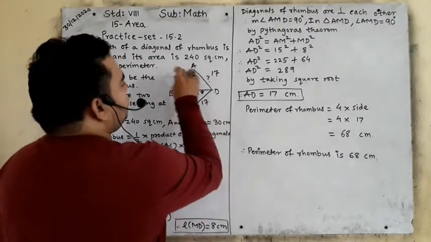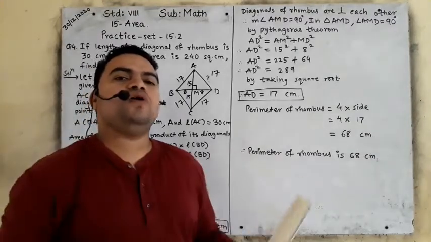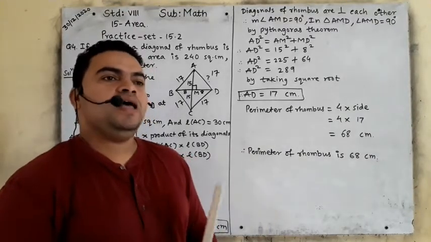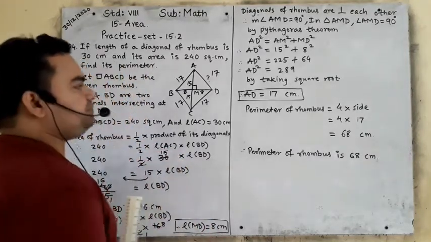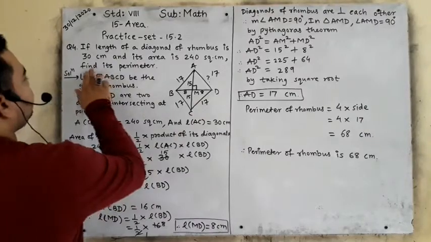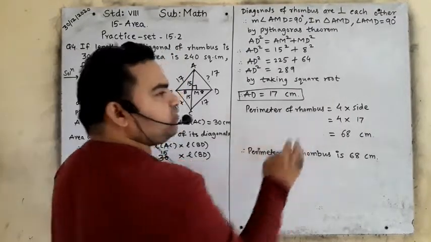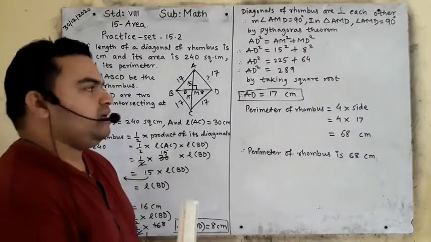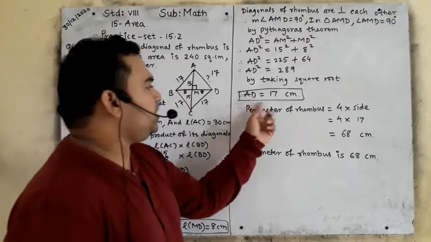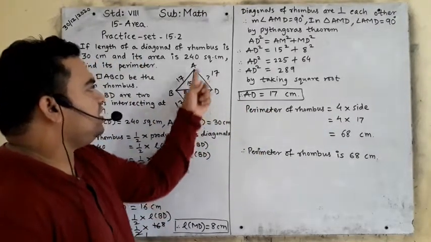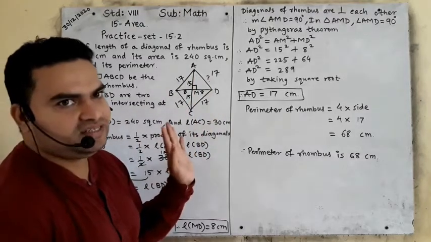Now you came to know all the sides will be congruent because it is a rhombus. Rhombus means all four sides are congruent, equal, and its two diagonals are perpendicular bisectors of each other. So what we have to find? We have to find its perimeter. Perimeter of rhombus is equal to 4 multiplied by side. Till now we didn't know the length of the side, but we came to know AD by the Pythagoras theorem. AD is one side of the rhombus, so all the sides will be 17, 17, 17.